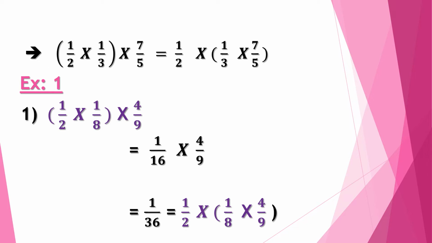If we exchange the places of our brackets to have half outside the bracket and 1 over 8 and 4 over 9 inside the brackets, the answer is still the same. Okay, and this is also the associative property.